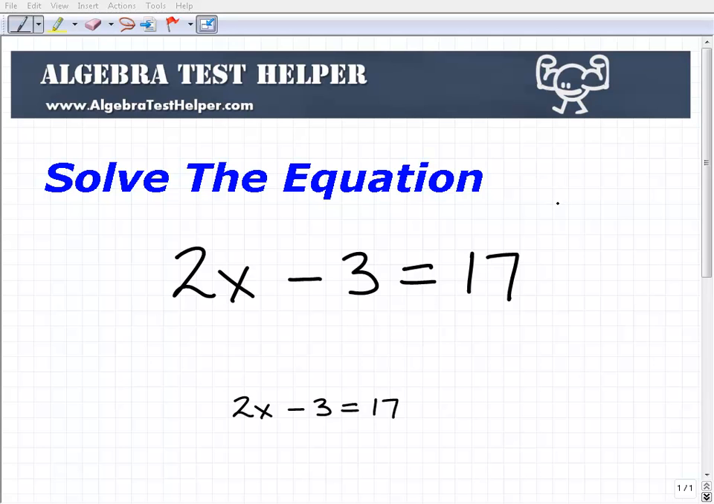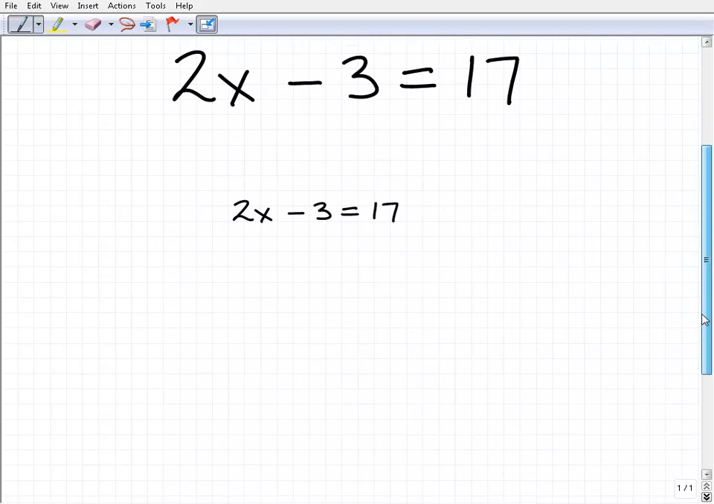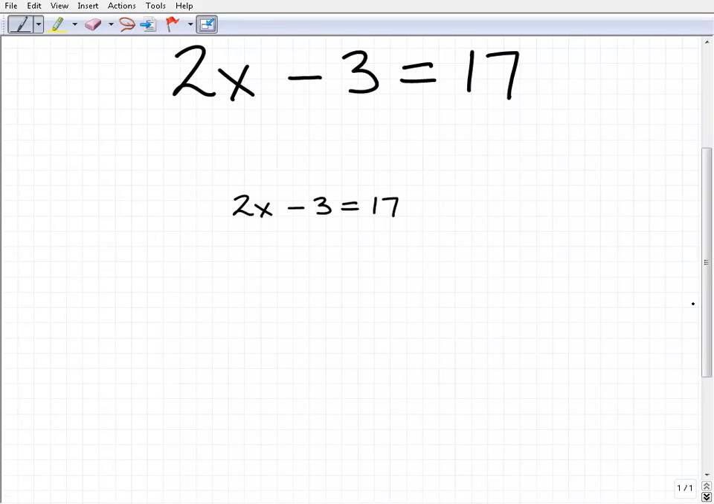Okay, so let's go ahead and solve this equation here. 2x minus 3 equals 17. Let's take a look at it. So we've got 2x minus 3 equals 17. The objective is to get x by itself. That's what it means to solve an equation.